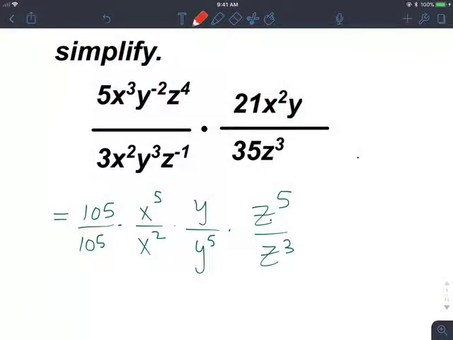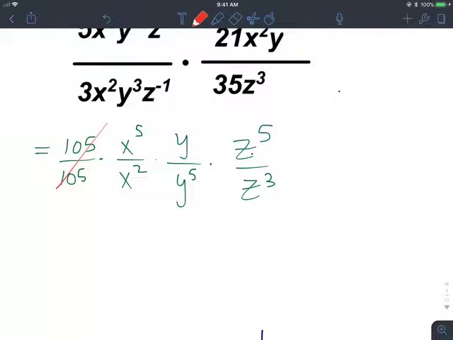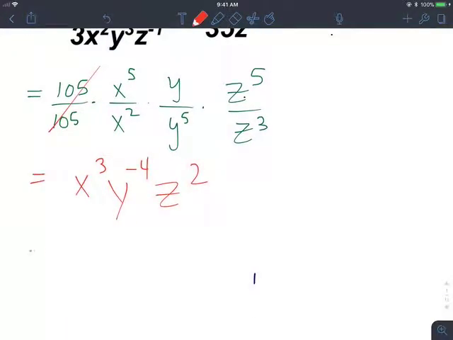So if you deal with them, kind of logically, step by step, it makes it a lot easier. Now I just have to cancel. 105 divided by 105 is 1. X to the fifth divided by x squared is x cubed. Y divided by y to the fifth, well, you can write it as y to the power of negative 4. Or I'll show another way to write it. Z squared. Or you could write it as what? What's another way you can write it? 1 over y. What would be up top though? X cubed, z squared, y to the 4, right?